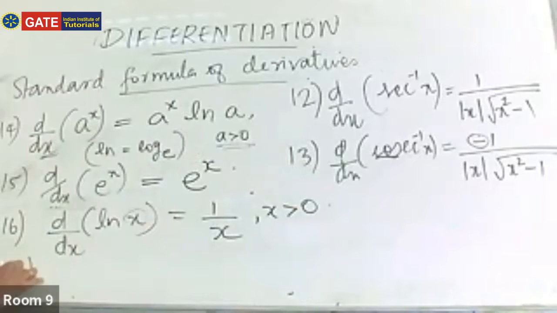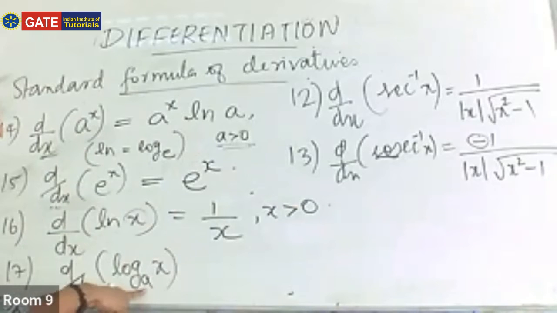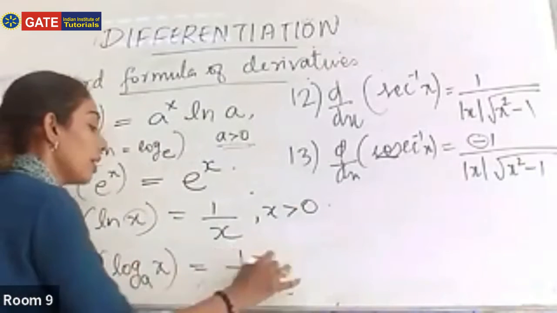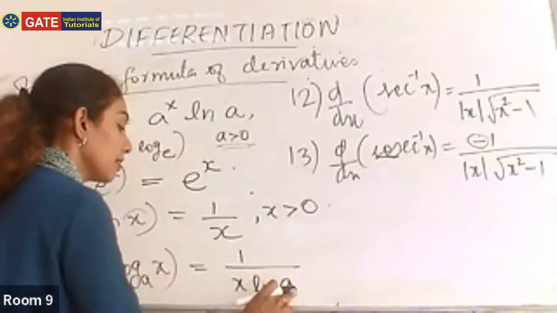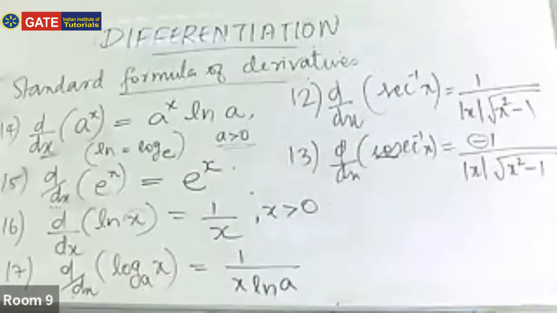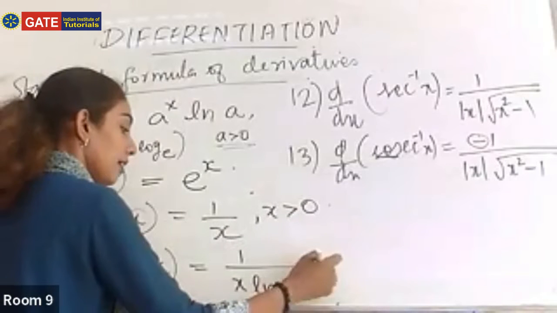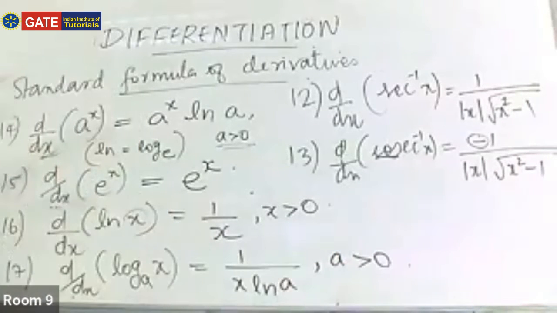And similarly, if you take log to some other base a, then it will be 1 by x ln a. Here also a is greater than 0. A is a constant, but x is not a constant, x is a variable. Variable means that varies. So these are the important formulas of derivatives.